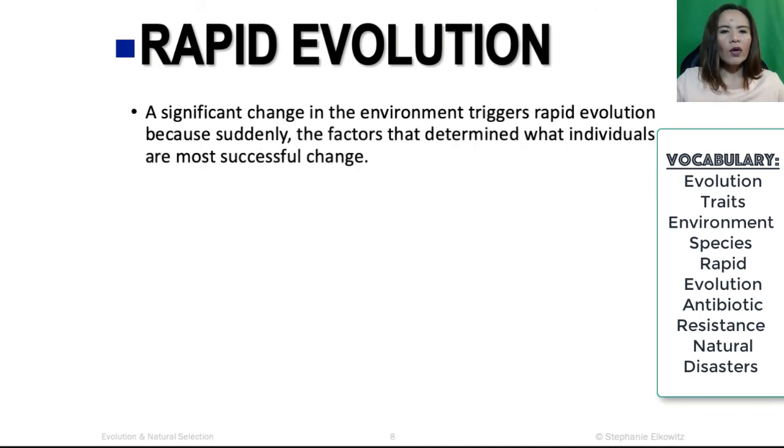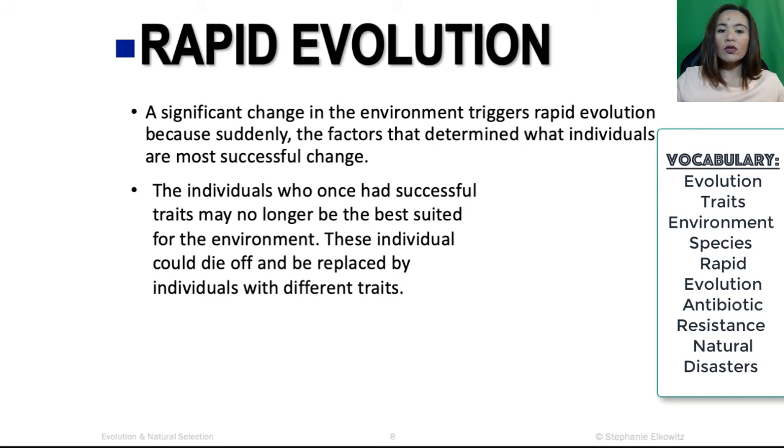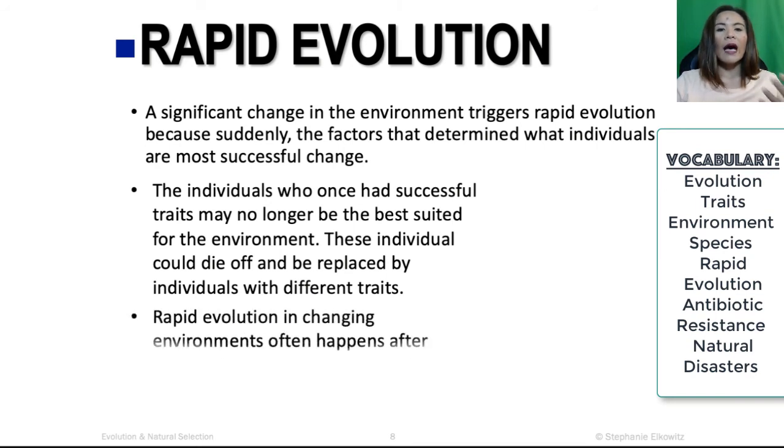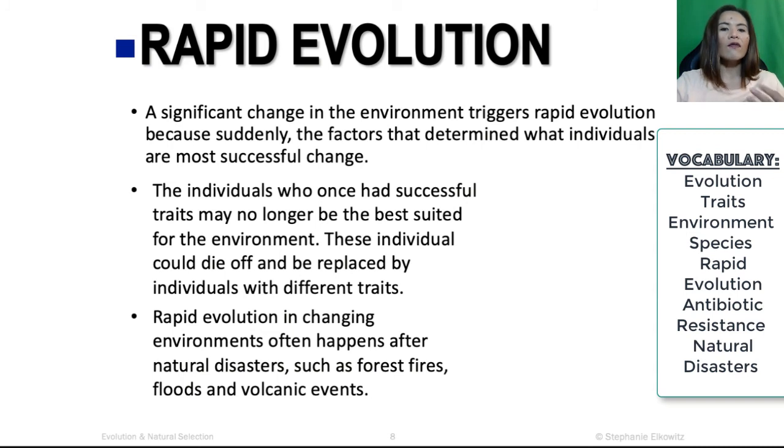Now, another reason for rapid evolution is a sudden change in the environment, not only in bacteria, but also in other individuals that will be successful with that drastic change. Individuals who are successful in their environment will move on, but the ones who are not will either move to a different area or die off and be replaced by individuals with different traits. Some examples of changes in the environment happen during a natural disaster, forest fire, or volcanic events.